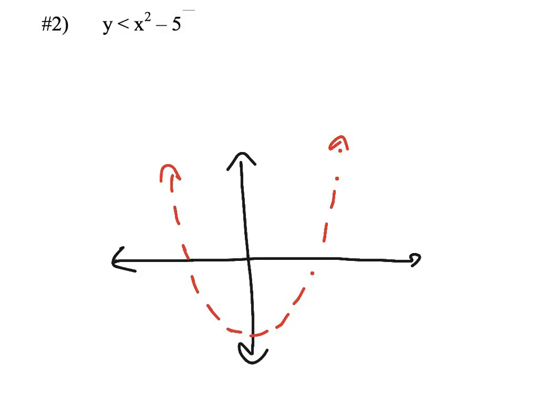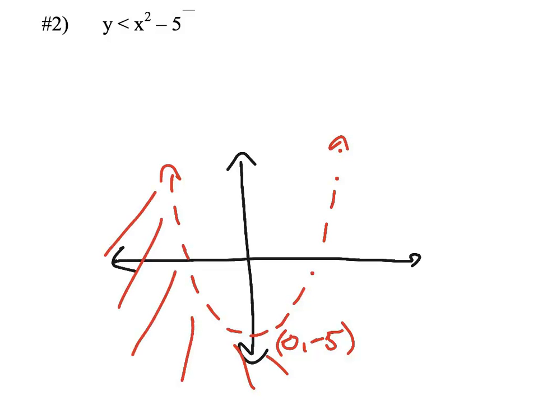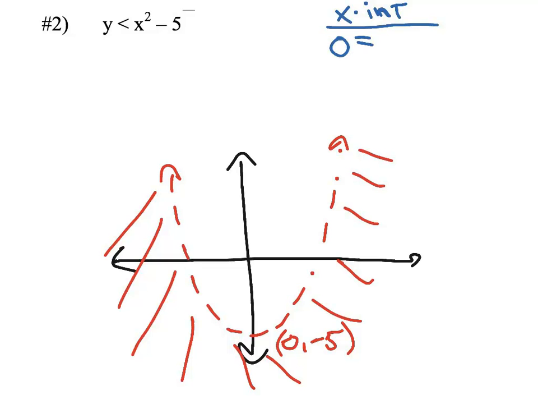So its location is going to be 0 and -5. That's where the vertex is. It says y is less than, so it's shaded below. The only thing left to do is find the x-intercepts. To find x-intercepts, simply put 0 in for y into the boundary and get x by itself.